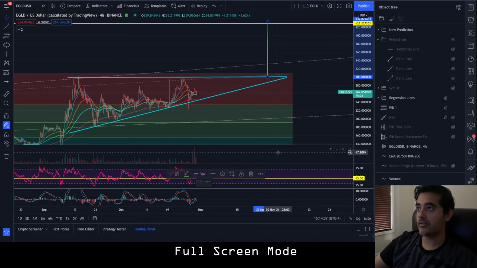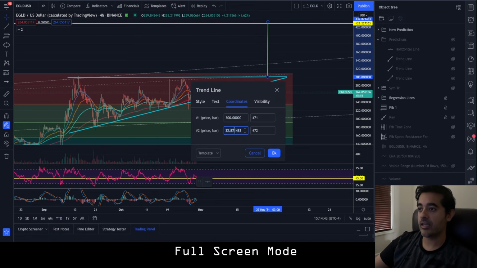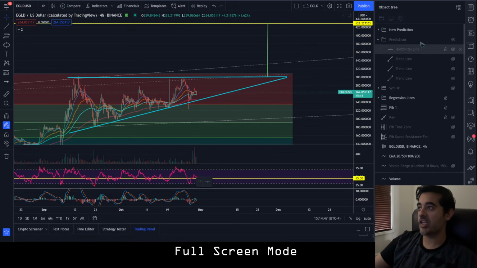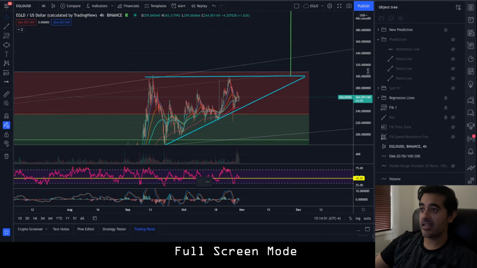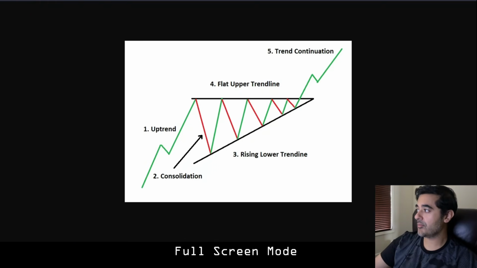All right, and that'll tell us right here where we should be. This should be at 430, so let's change that also. Perfect. Okay, so basically what this shows us is that we are looking at a possibility that this ascending triangle is exactly what we're seeing. I mean, take a look at this one more time.